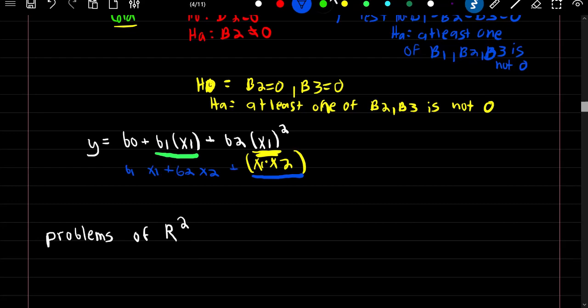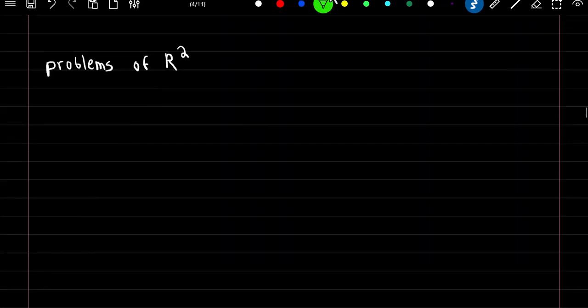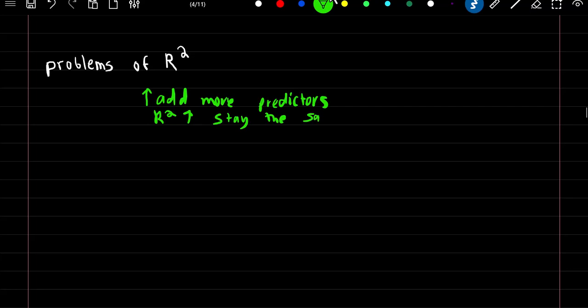And then the problems of R squared. So we could use R squared with simple linear regression because it always had one predictor. But when you add more predictors, your R squared will always increase or stay the same on your training data. So R squared is not a good statistic to judge the performance of your trained data.